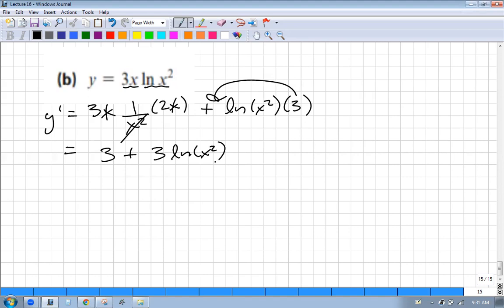right? Notice if I didn't put parentheses here, that just looks stupid, right? Put your parentheses. All right, because we want to know that's this times that, the 3 is not inside the natural log.